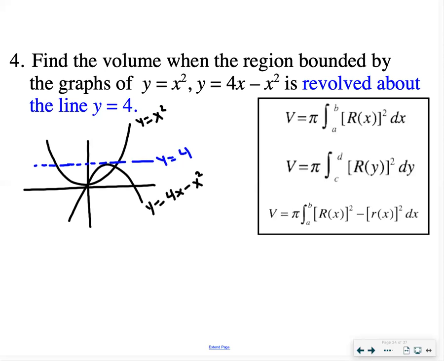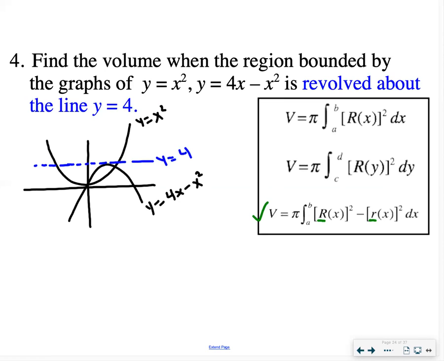What do you guys think? Disk or washer? Throw a guess out there. Disk or washer? Washer, yep. We have an axis of revolution, and then we have two separate curves outside of that. So we're going to use the washer method. All we need is our two radius points. And actually, we would also need to know our boundaries too. Well, let's worry about our radius right now.